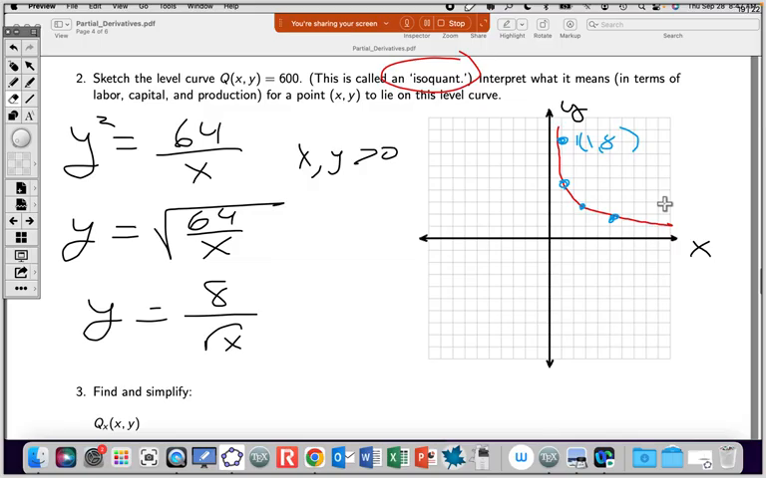You might see isotherms when they look at, once again, temperature maps. An isotherm, they connect up all the dots that have the same temperature, and that's how they measure these fronts as they move through. So this is an isoquant.